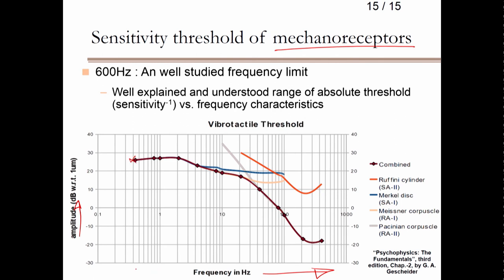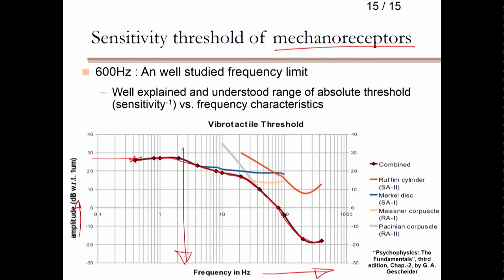At very low frequency, this is in the log scale, the amplitude required is about 20 micron. It is given in decibel units. You can see that as the frequency increases, the threshold required actually reduces. You have your cell phones. The cell phone has a vibrator. When you hold your cell phone in your hand, what is actually being sensed is by the Pacinian receptors.